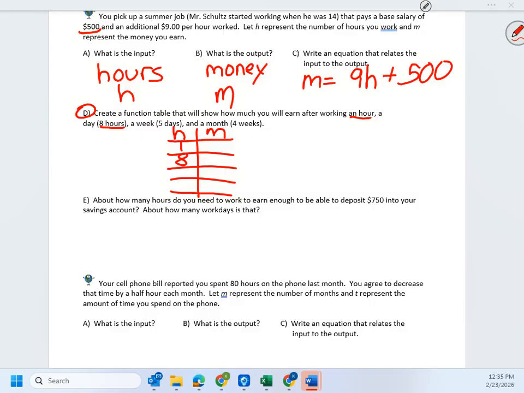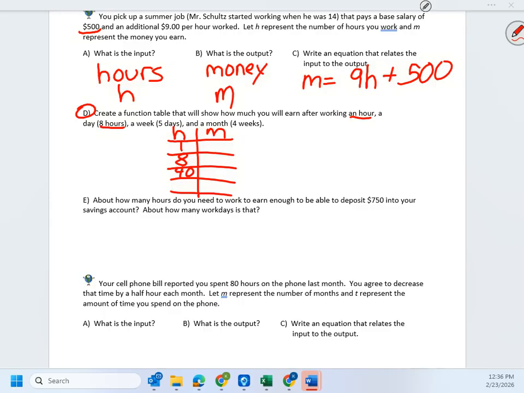Mm-mm. Well, Ellie, you shook your head no. Why not? Because that's a day, not hours. That's a day and not hours. I need to have the same measurement each time. So what do I need to put in there? If it's a week, which is 5 days, how many hours would that be, Finley? 40. How did you figure that out, Finley? Because there's only 8 hours a day of work. You're working 8 hours a day for 5 days, which is 40 hours.